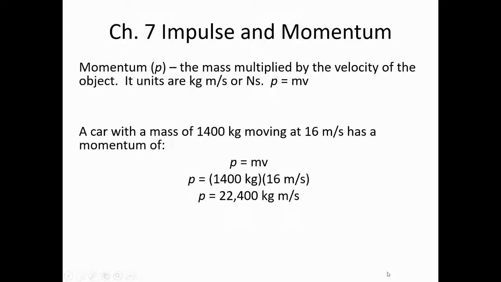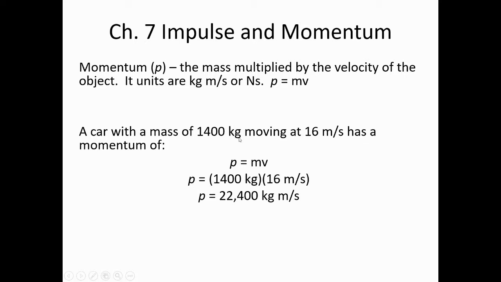Chapter 7, Impulse and Momentum. Momentum is mass multiplied by velocity, or force times time. Momentum does not have its own unit. You have to use the units required to make it up. Like it says, P equals mv. Or if you think about it, it's MVP. All right, easy way to remember. So P is momentum.